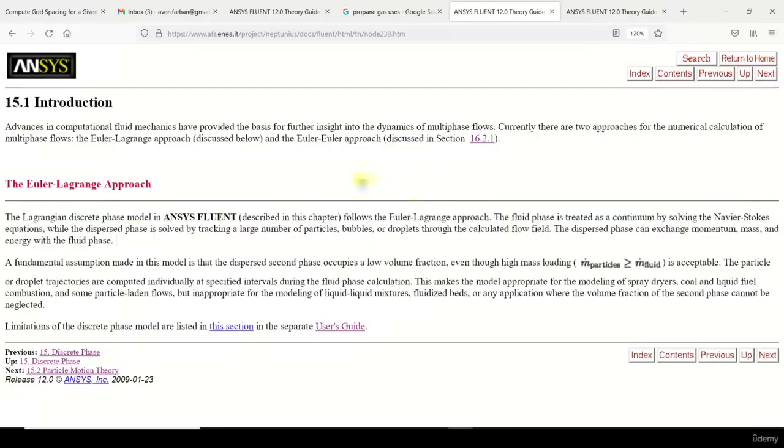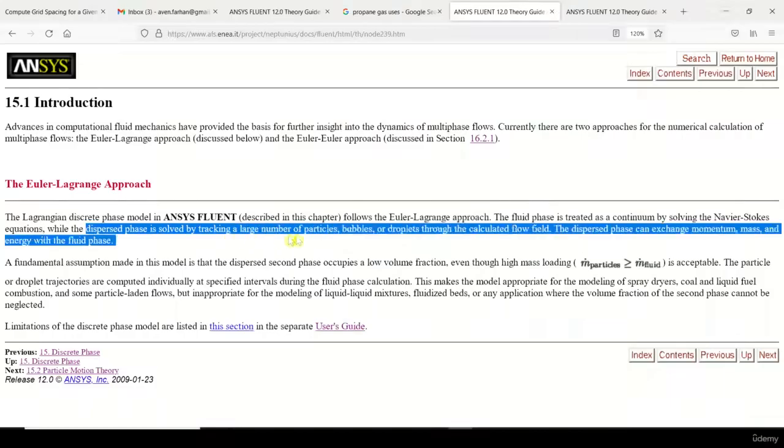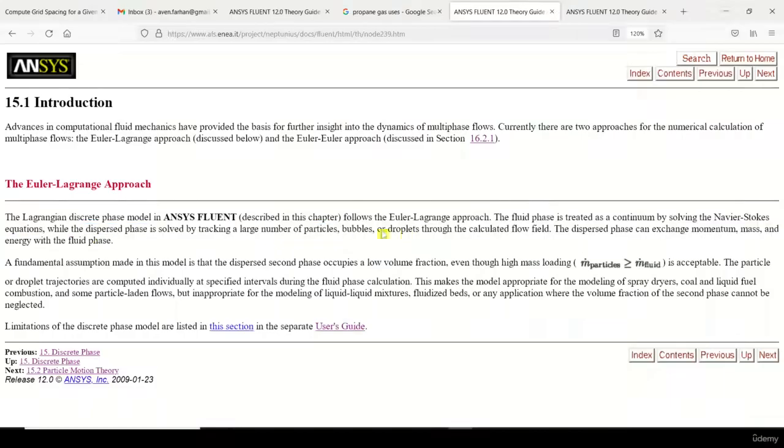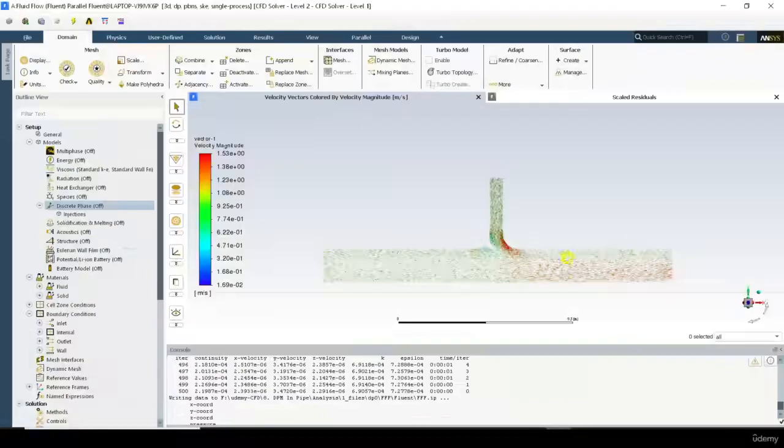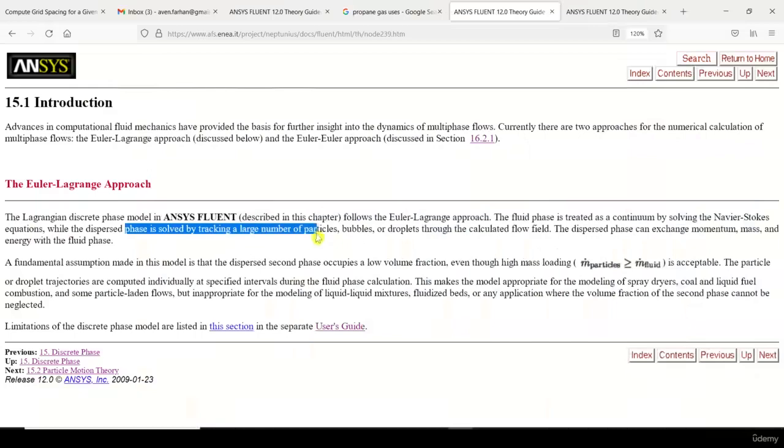Okay, and there are two phases. The first one is the fluid phase, the second one is the dispersed phase. Fluid phase is solved at first. That is what we have done in our T pipe case. We have solved the propane gas movement. And now we will be performing this simulation for the dispersed phase. This simulation is basically nothing but the tracking of a large number of particles or droplets or bubbles in the calculated flow field. This is the calculated flow field that we have, and we will be just analyzing the particles.